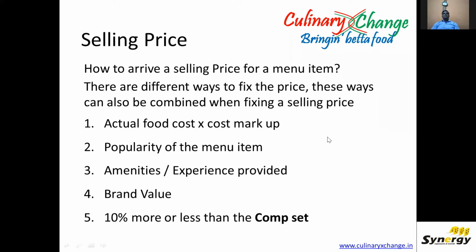Suppose you spend 100 rupees on one particular product, your product from the previous slide, and suppose your budgeted food cost is 30%, your markup is 3. You have to multiply your food cost by your cost markup, that is 100 rupees into 3, that is 300 rupees. You have to sell for nothing less than 300 rupees, then only you will see the profit coming out.